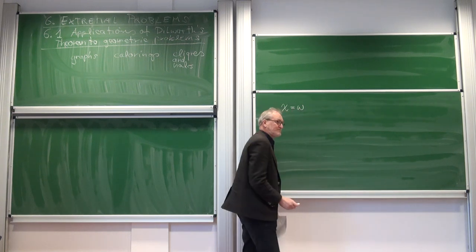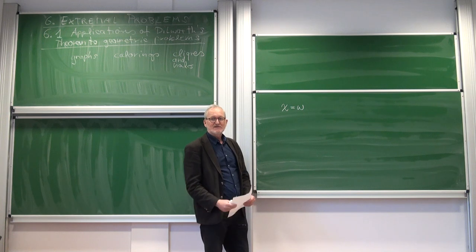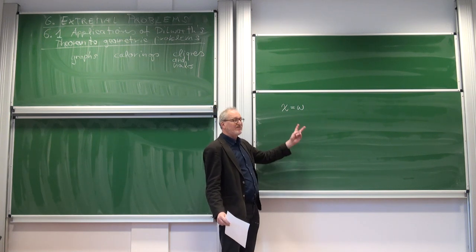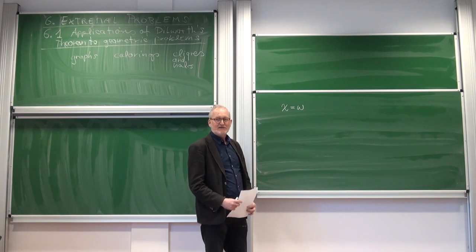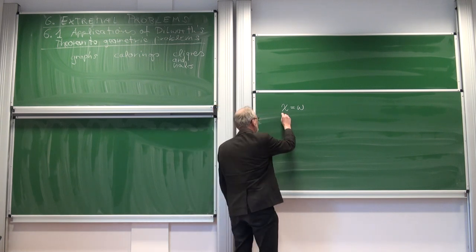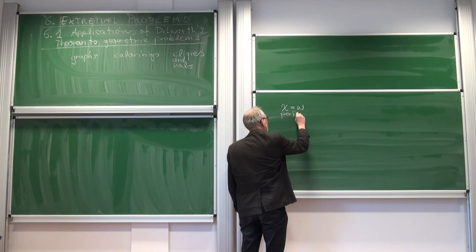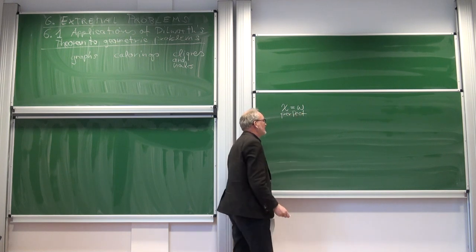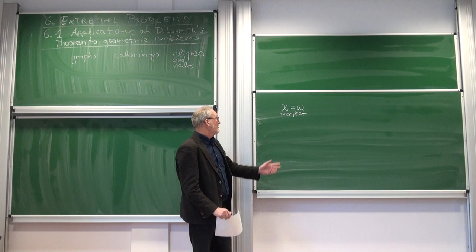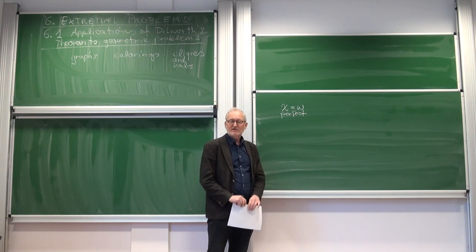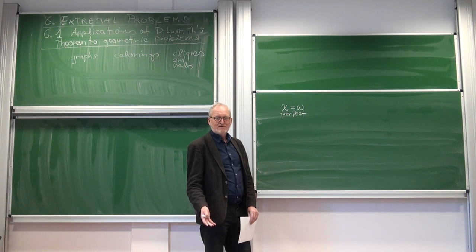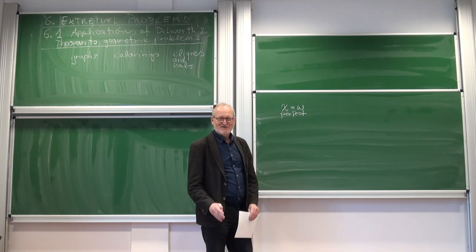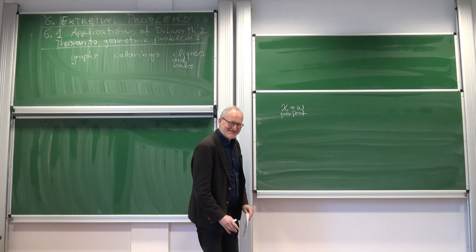and it may happen that these numbers are not only equal for the graph, but even for all the induced subgraphs, and in this case we call a graph perfect. And we know some classes of perfect graphs, for example comparability graphs, incomparability graphs, and there are a few more, but these are the most important to us at least.